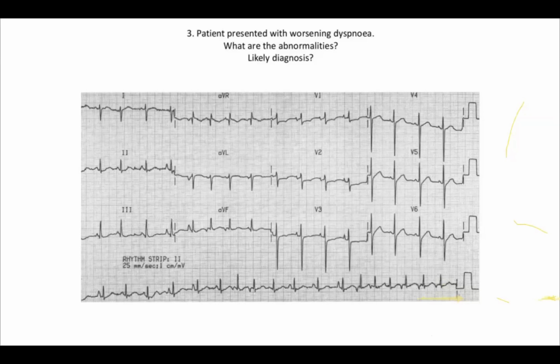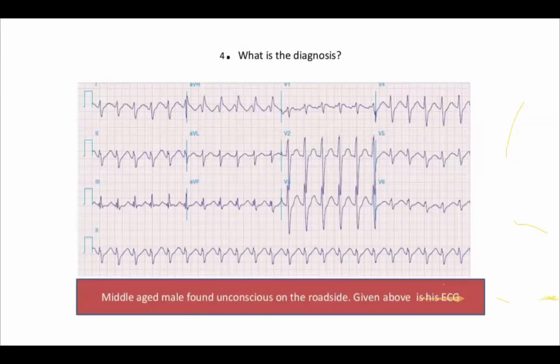Always see what history they have given, because that will invariably give you some sort of hint. Whatsoever the OSCE station, not only the ECG. So this one again has a history: middle-aged male found unconscious on roadside. Like I told, these are previous OSCE questions, so most probably you will be able to identify this.